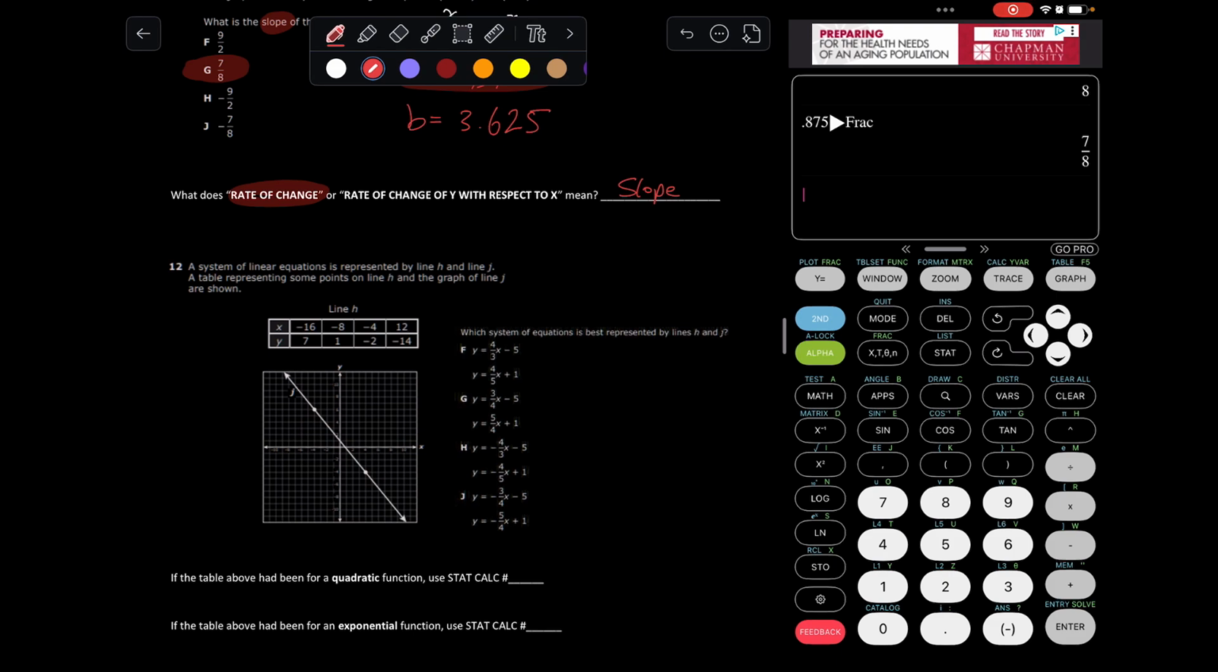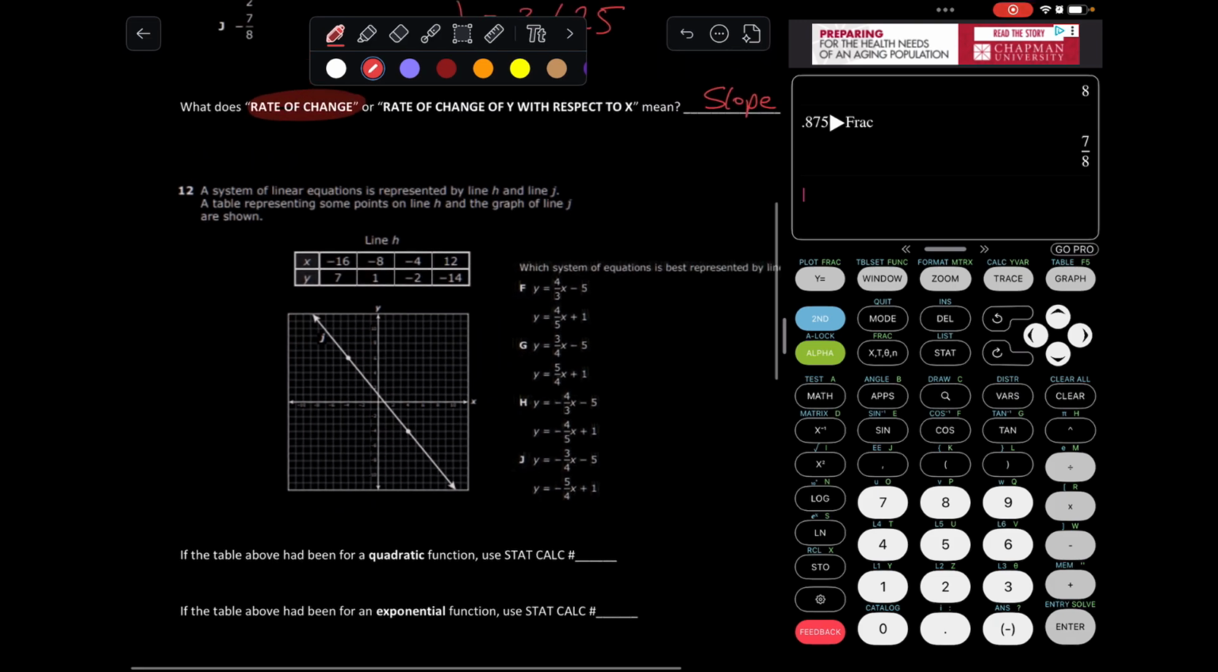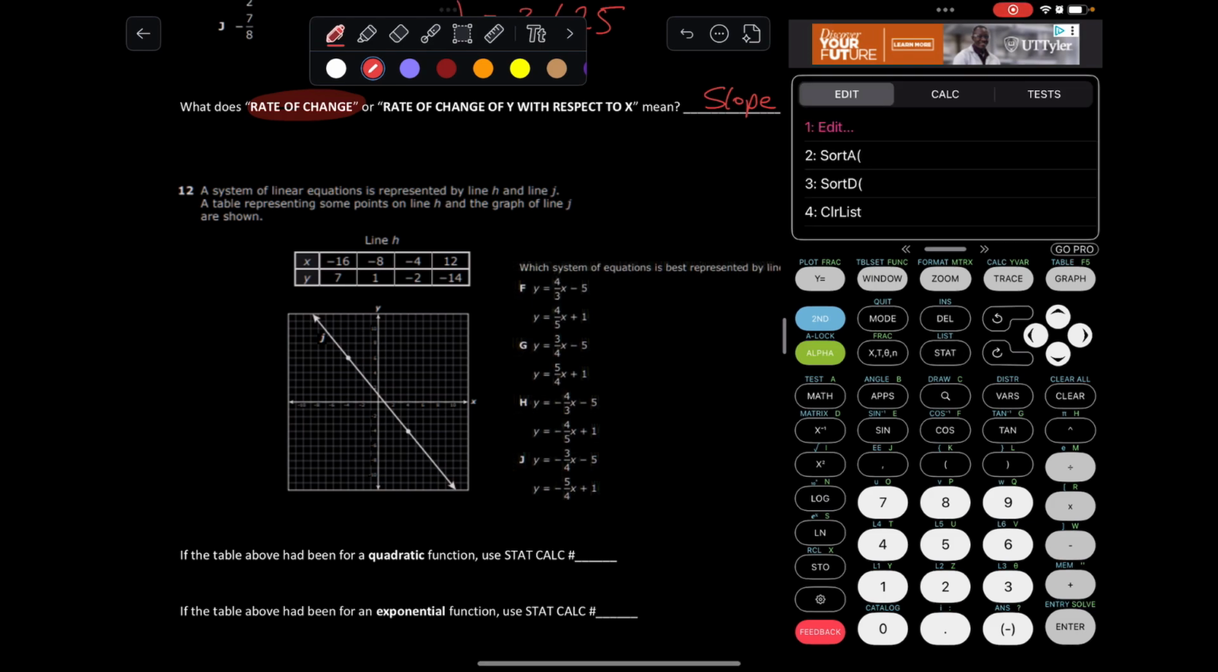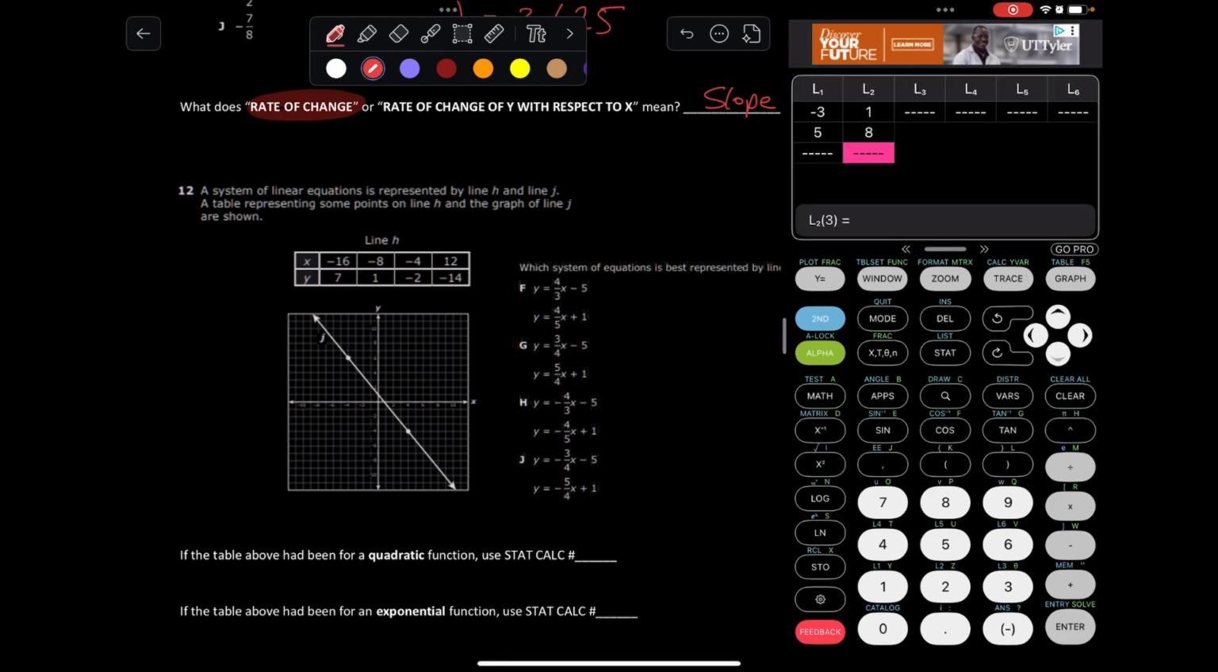Wow. Okay, so number 12, we are not only given a table, but we're also given a graph. A system of linear equations is represented by the line H and line A, the table representing points on the line H, and the graph showing graph J. So the graph is pretty simple. We're going to do what we did. We don't have to label anything because everything's already with the X's and everything's already with the Y. So I'm just going to go ahead and plug all my X's in.